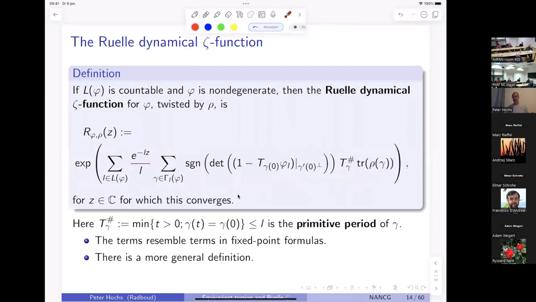And the next step is then to meromorphically extend it to z equals zero. And that value can then be somehow interpreted as some kind of exp of a sum over all closed curves.